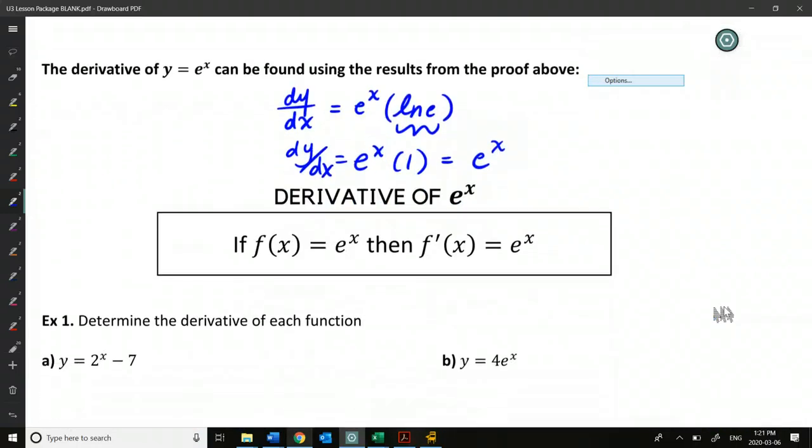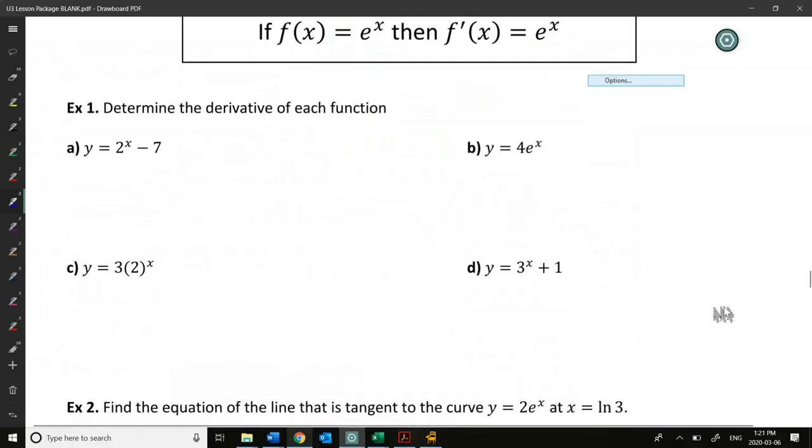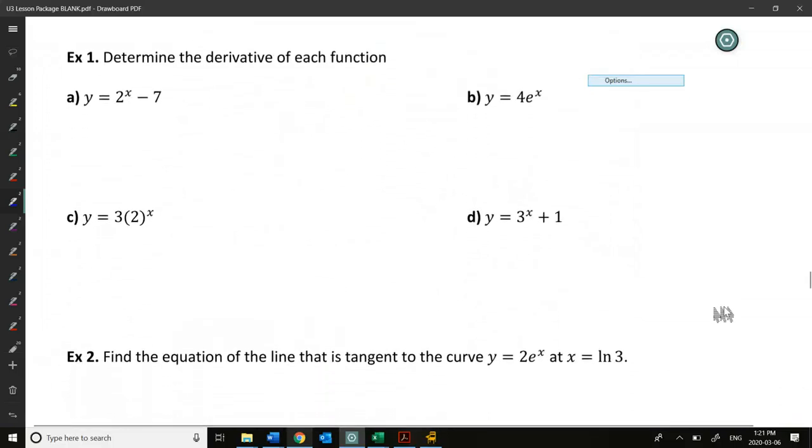Okay, so if I do the derivative of e to the x, I get back e to the x. All right, so we're going to practice a couple of these derivative rules here. Remember, your derivative rules don't go out the window just because you're dealing with different types of functions. If you see a constant, the derivative of a constant is 0. If you see a constant multiple, you're just going to use the constant multiple rule, and so on.